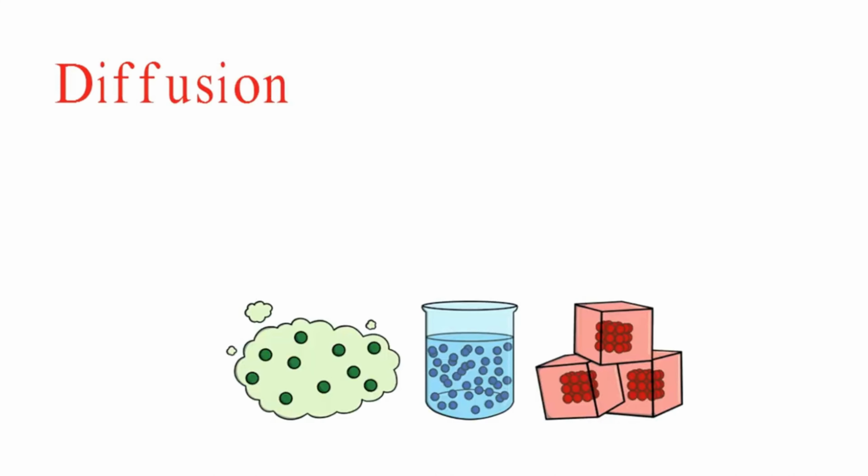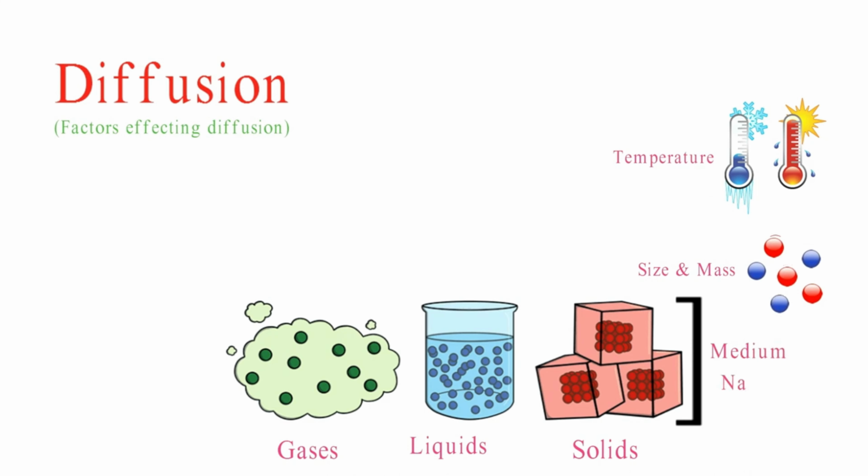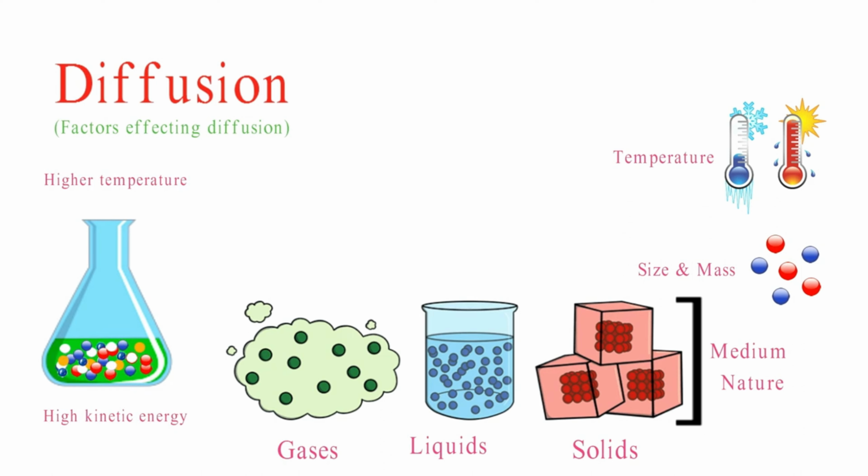Diffusion can occur in gases, liquids, and solids. The rate of diffusion depends on several factors, including temperature, the size and mass of the particles, and the medium through which diffusion is occurring. For example, diffusion is faster at higher temperatures because particles have more kinetic energy, and they move more rapidly. Diffusion also occurs more quickly in gases compared to liquids and solids because the particles in gases are more widely spaced and have greater freedom of movement.